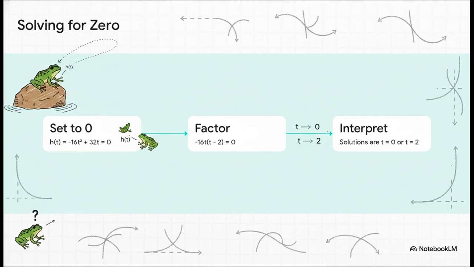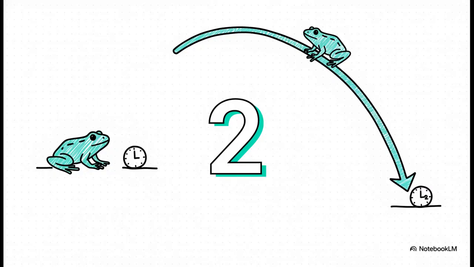Step 1, we set the whole equation to 0. Step 2, we factor it out. Let's think of this like a giant puzzle. Both terms in the equation share a 16 and a t. If we cleanly pull out a -16t, what are we left with? Well, we get -16t multiplied by the quantity of t minus 2 equals 0. For this statement to be true, step 3 tells us either t equals 0 or t equals 2. So we have two mathematical answers, 0 and 2.